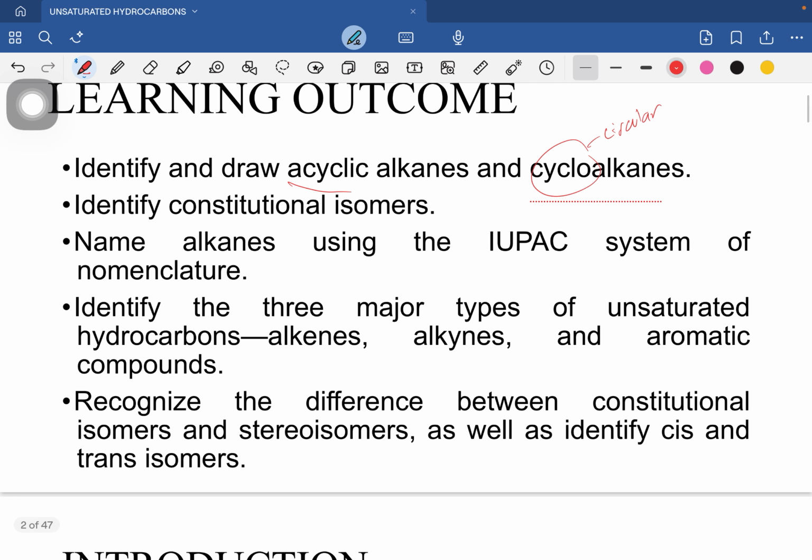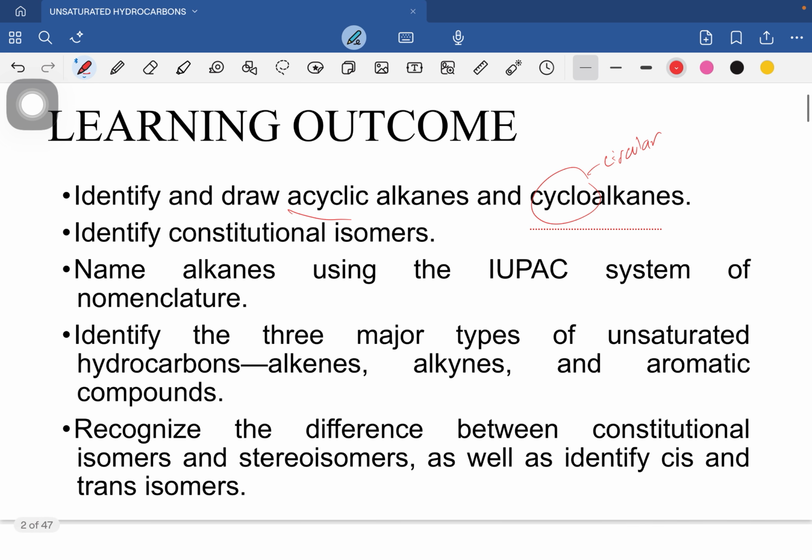And another learning outcome, after the discussion you will be able to identify constitutional isomers. Now these constitutional isomers are also known as your structural isomers. Okay? These constitutional isomers are also called structural isomers because these are compounds that have the same molecular formula but different connectivity.